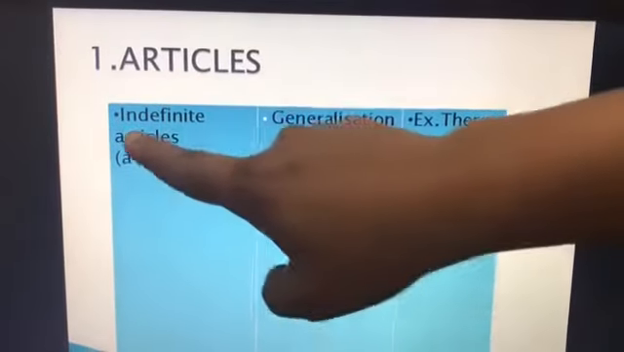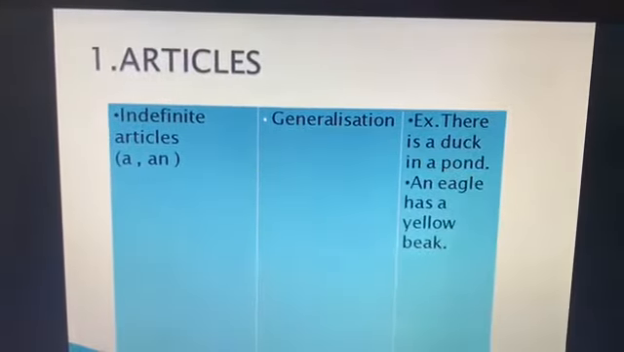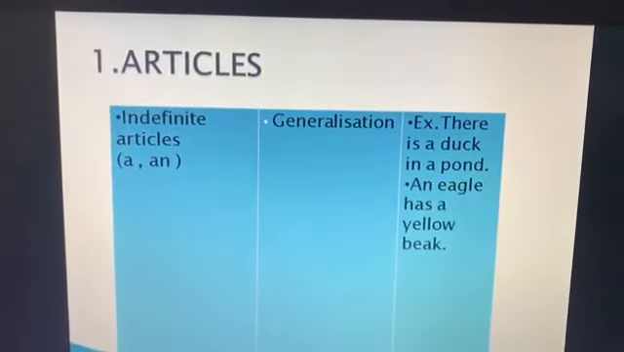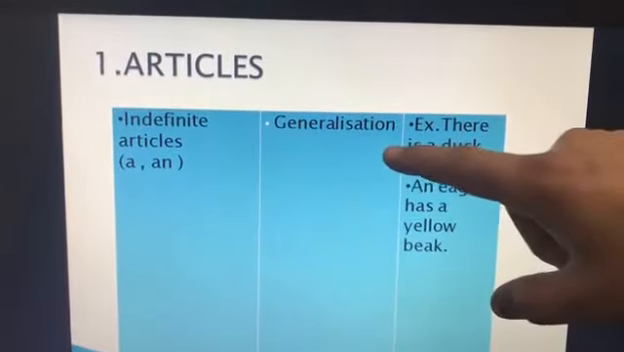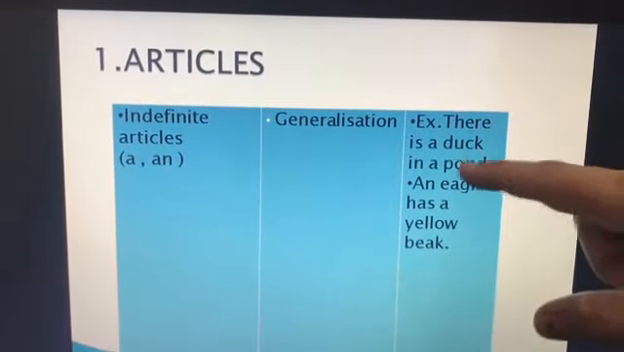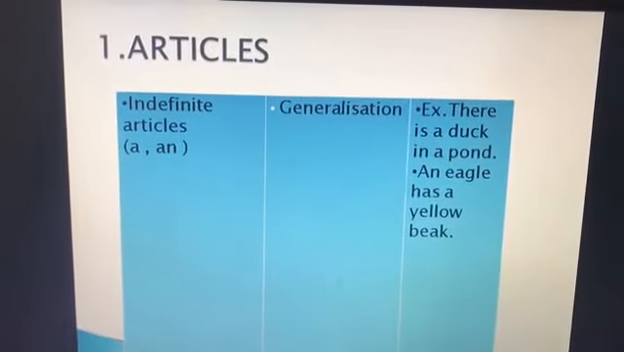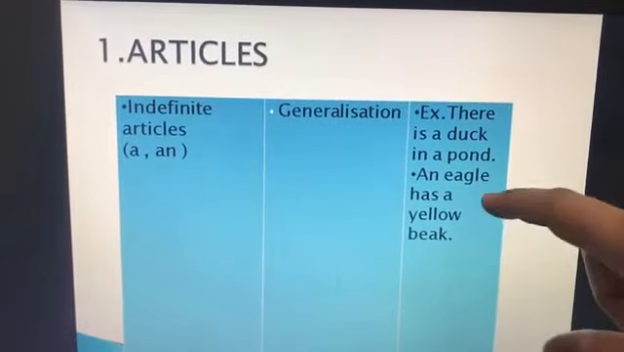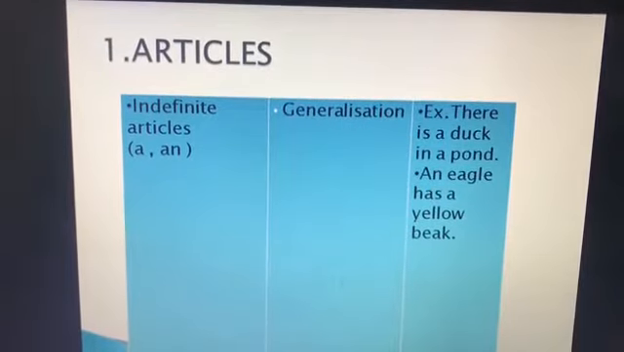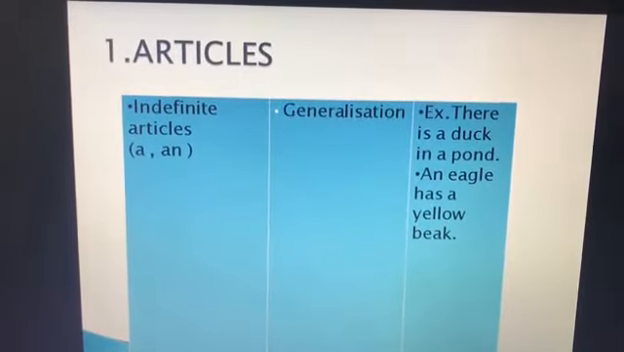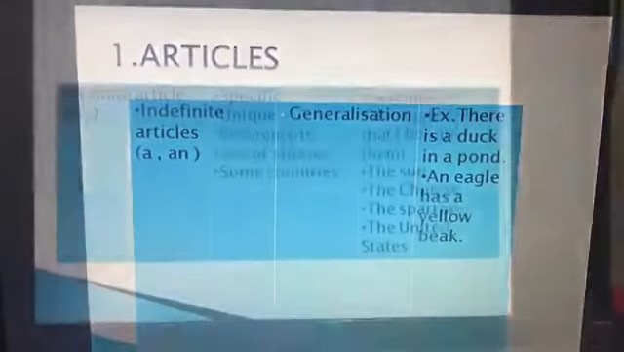Now the first type is articles. First is indefinite articles, which is a or an. Indefinite article में a और an आता है and we use these indefinite articles with generalization. For example, there is a duck in a pond. So a is a determiner, that is an article, and an eagle has a yellow beak. Again, an here is an indefinite article. Very simple sentences where generalization is there, we use indefinite articles.